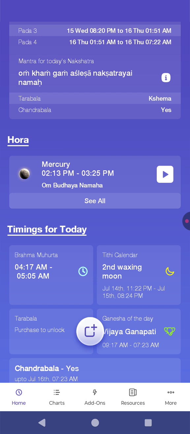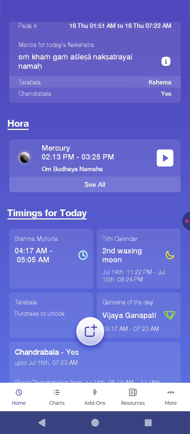Now, it's interesting that hora also means hour in Spanish, because there's a link between Sanskrit and the Latin languages. They're all Proto-Indo-European. So that's a pretty cool fun fact. But anyways, from 2:13 p.m. to 3:25 p.m., it is the hour of Mercury.